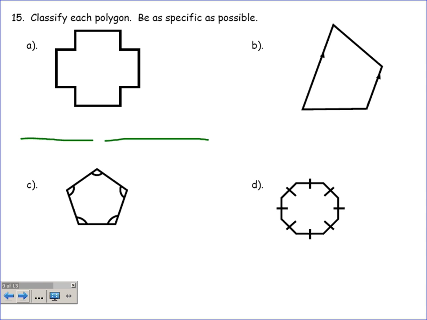Okay? So let's go through. Is this convex or concave? Convex. Okay, this is convex. Wait a second. That's concave because there's little inlets here. These make it concave. Okay? And how many sides are there? There's 12 of them, so we'll say dodecagon. Make sure you count it correctly.